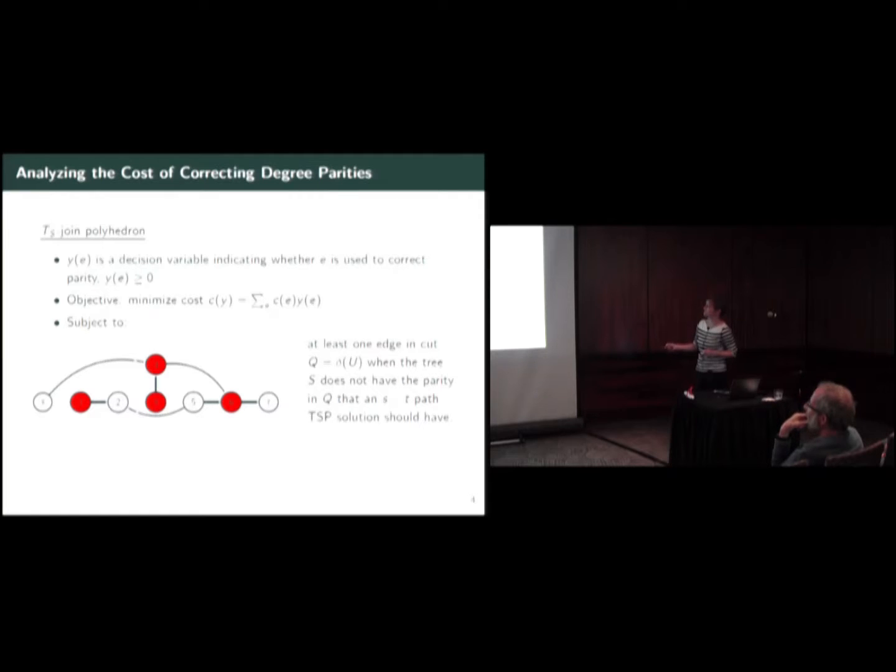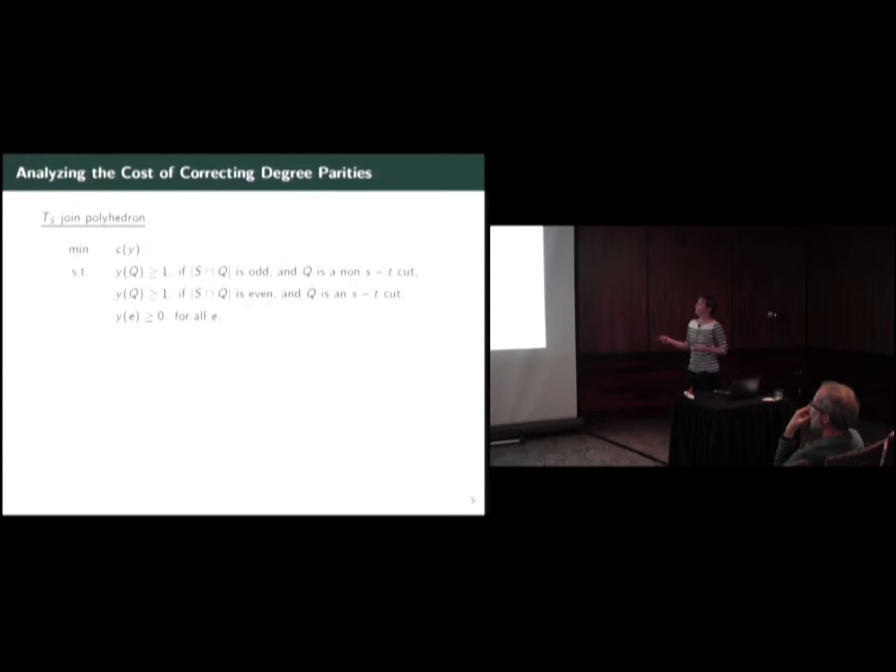So here's an ST cut, which has 2 edges in the cut, but of course, a path should start at S and end at T, so it should have an odd number of edges in such a cut. So there's a constraint that says that the T-join should have at least 1 edge across that cut. Here's a non-ST cut, which has 3 edges, but of course, an ST path solution should have an even number of edges there. So the T-join should have at least 1 edge across that cut.